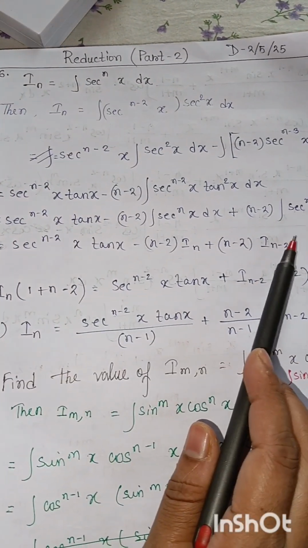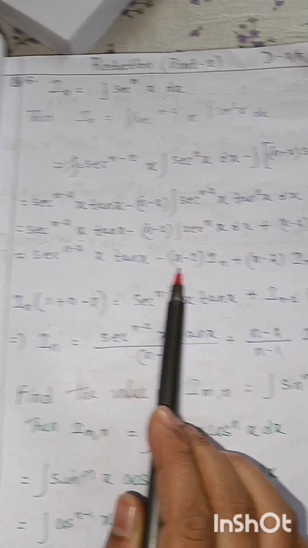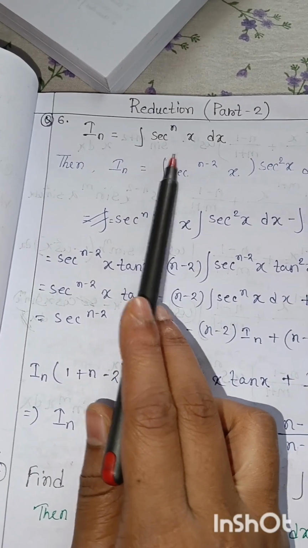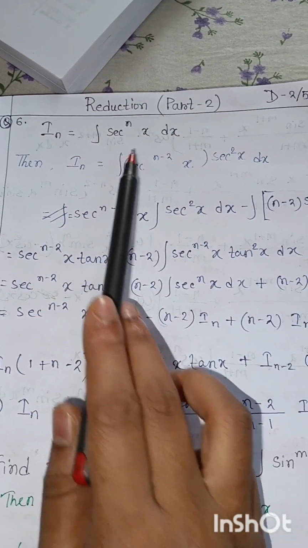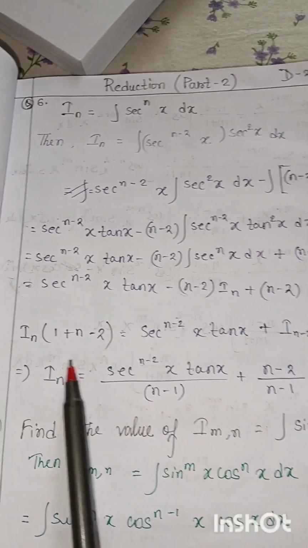Simplifying the line by uv integration, I put the value of I in this equation, that is, I n is equal to the integration of sec to the power n x, so I n minus 2 is equal to the integration of sec to the power n minus 2. I put this value and then calculate the value of I.